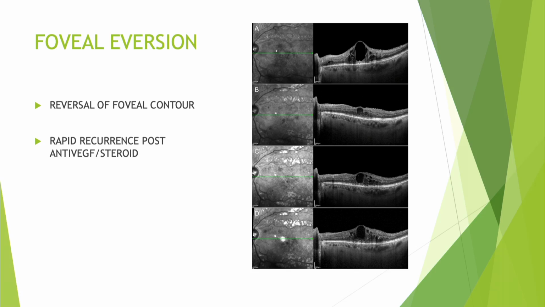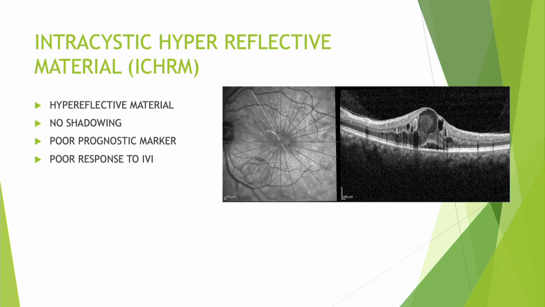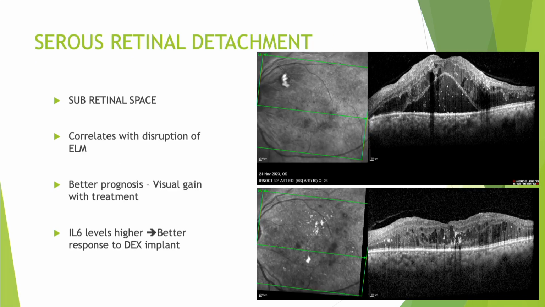In a cystoid degeneration, sometimes you could have a prominent foveal cyst, and this causes reversal of foveal contour, what we describe as a foveal eversion. This foveal eversion is one of the biomarkers for a poor response to anti-VEGF therapy and also rapid recurrence following the therapy. Some cystoid processes may have hyperreflective material within them, and complete occupancy of the cyst by this hyperreflective material is usually due to a long-standing edema and indicates a poor prognosis, and also patients with ICHRM have a poor baseline visual acuity.